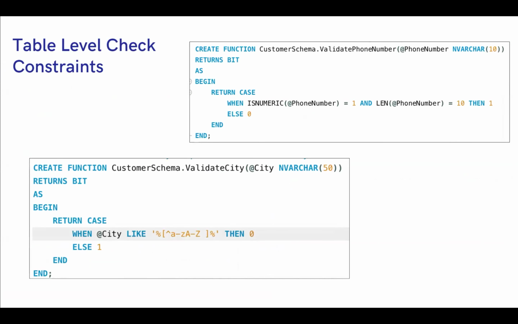The other constraints are validate phone number and validate city. The phone number should contain digits and should be equal to 10 digits, and the city should contain only alphabets.